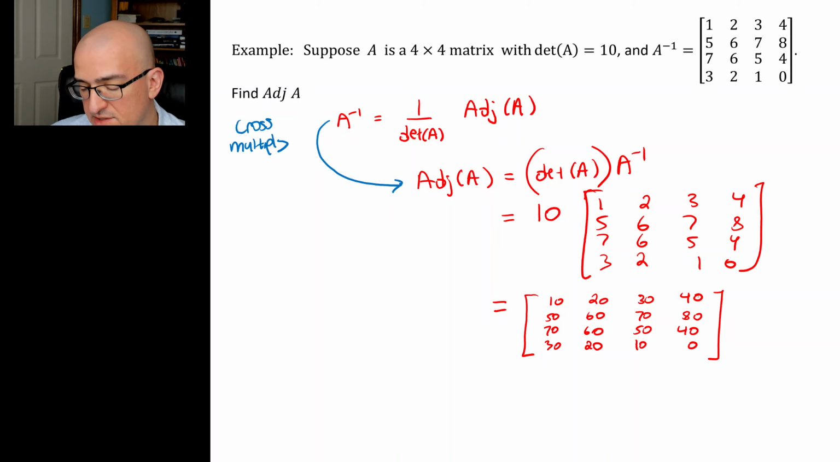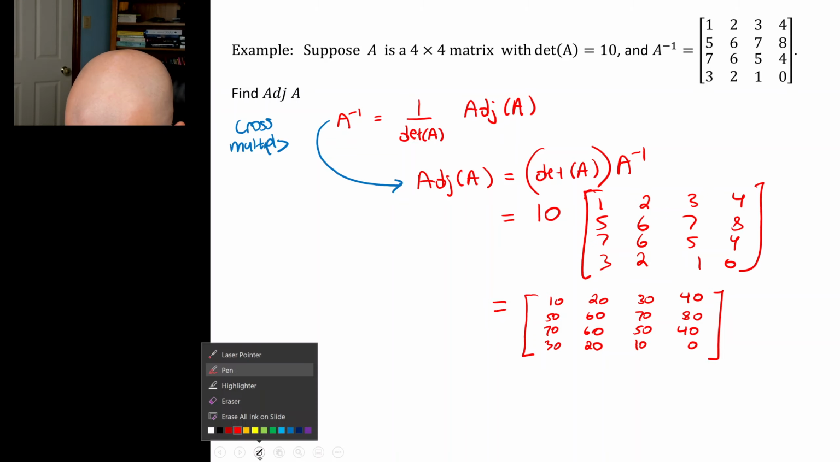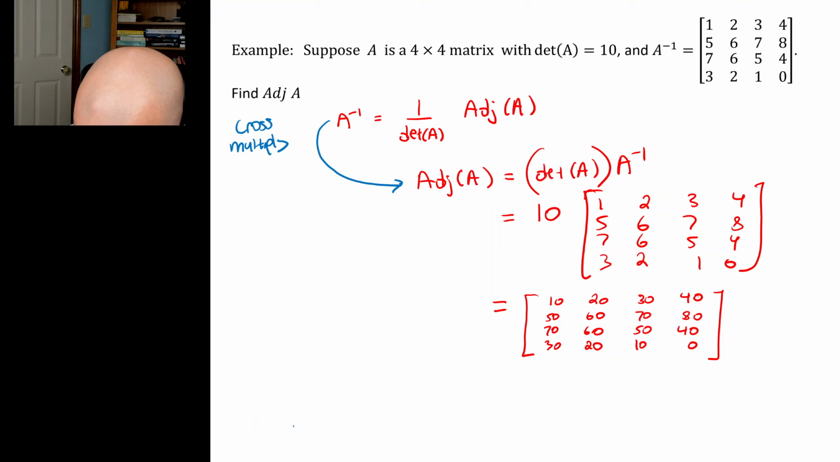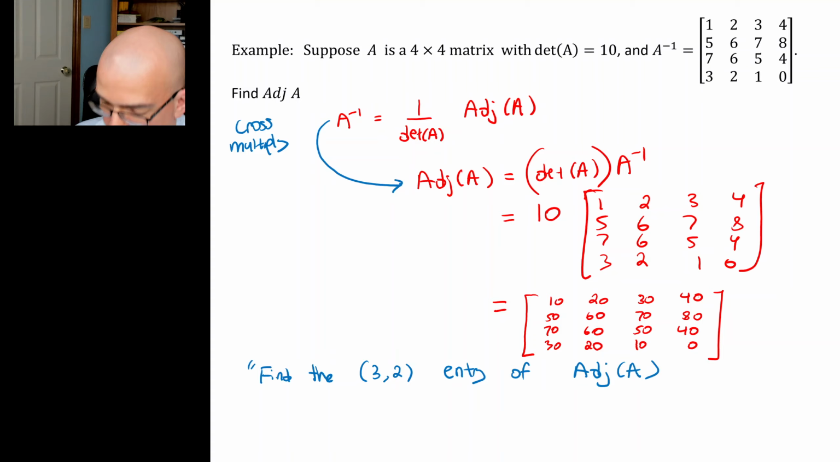It could also be asked to find the 3-2 entry of the adjoint of A. Well, then the 3-2 entry is just going to be row 3, column 2, 60.